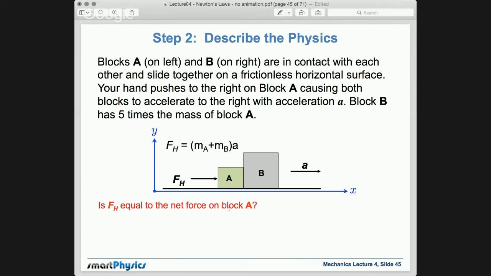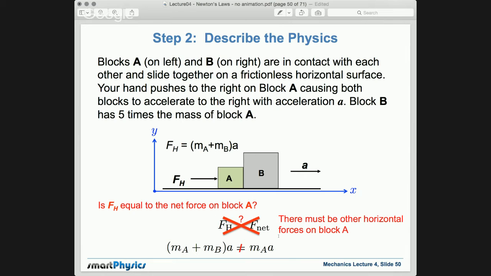We found the force from the hand. Is the force from the hand, FH, equal to the net force on block A? So the question is, is this equality correct? We can write down the left and right side of this equation. We know the force from the hand, we just solved it: it's mA plus mB times the acceleration a. And the net force on block A, by Newton's second law, must be equal to the mass of block A times the acceleration of block A. Because both blocks are accelerating together, a is the same on both sides and we can cancel it out, and we see that this equality cannot be true. We can't have mA plus mB equal to mA unless one of them were 0. So that can't be true.